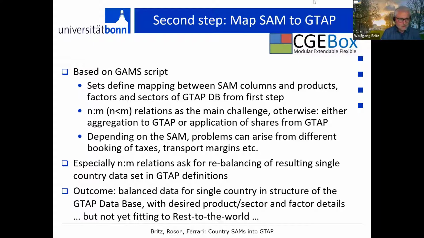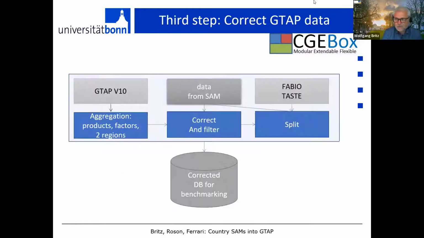So you need basically a balancing routine which works on the GTAP data structure, which is different than your usual SEM balancing problem, because the structures are not defined as a SEM. So that was quite some work. It's not easy to read those scripts. So that is one of the warnings already to send here. So that is not something you do simply in a few minutes. So the outcome of this is then balanced data for a single country in the structure of the GTAP database, with the desired product and factor detail, but this will not perfectly fit to the rest of the world data in the GTAP database.